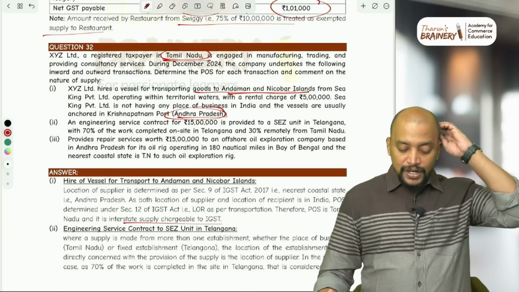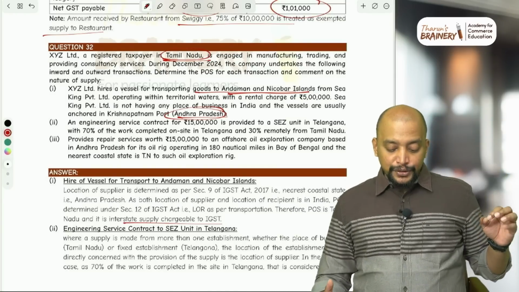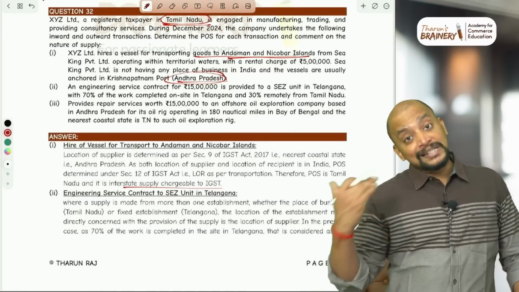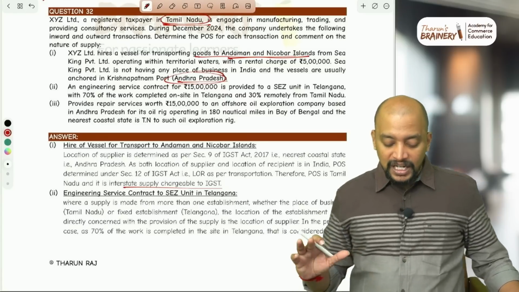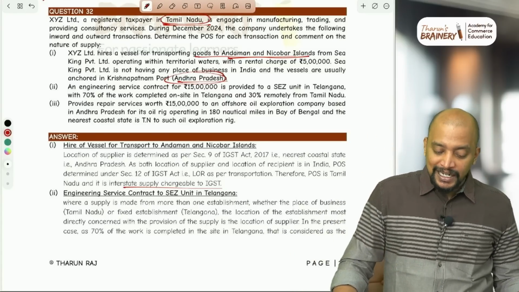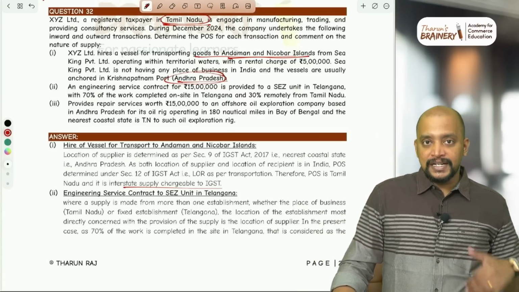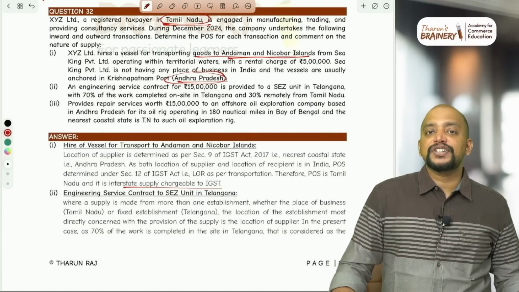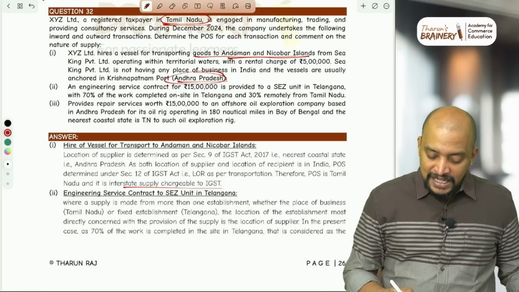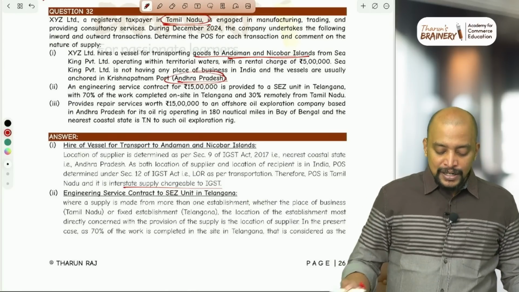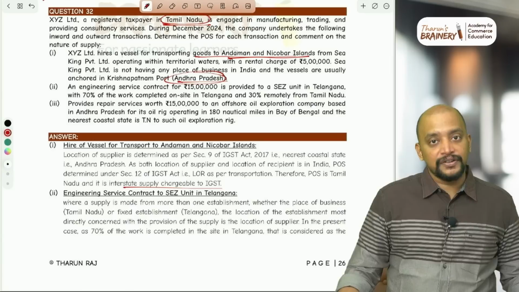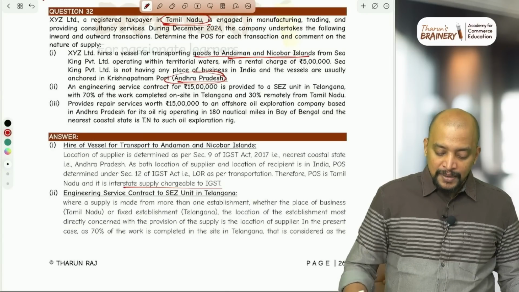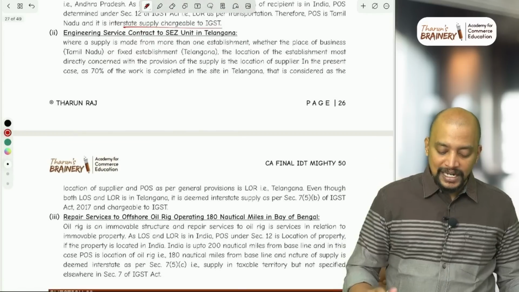An engineering service contract for rupees 15 lakhs is provided to an SEZ unit in Telangana, with 70% of the work completed on site in Telangana and 30% remotely from Tamil Nadu. Now, what will be taken? They have provided services. What will be taken as the location of recipient? That establishment which is most directly concerned. Where the majority of the work is received, in Telangana, that will be taken as the location of recipient. The location of supplier will be Tamil Nadu, whereas for the location of recipient, the majority of the work is completed in Telangana. So Telangana is considered.